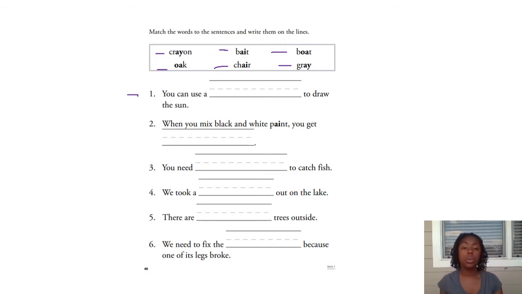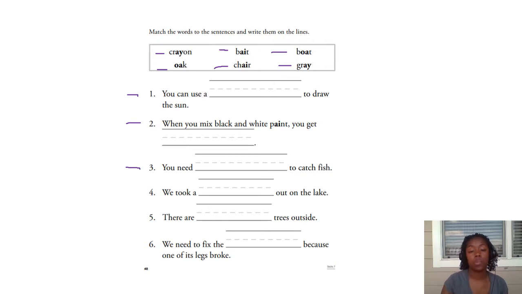Number 1, you can use a blank to draw the sun. What can you use to draw the sun? Number 2, when you mix black and white paint, you get blank. What do you get when you mix black and white paint? What word from that word box matches this sentence?